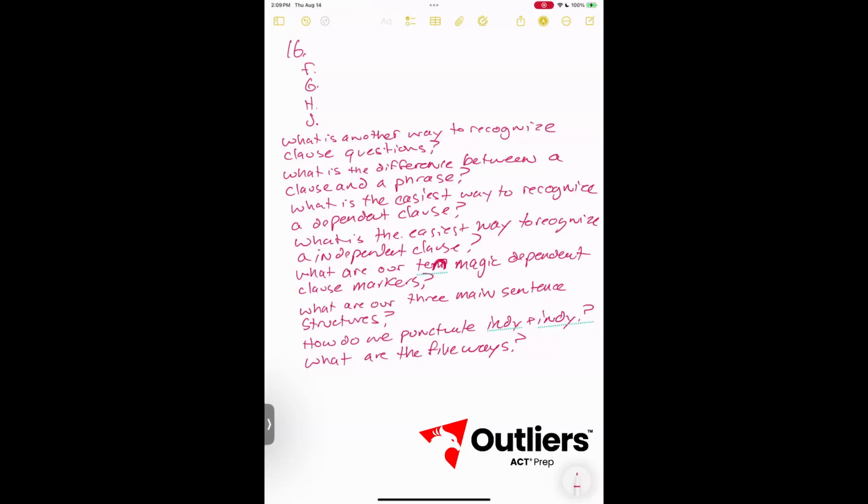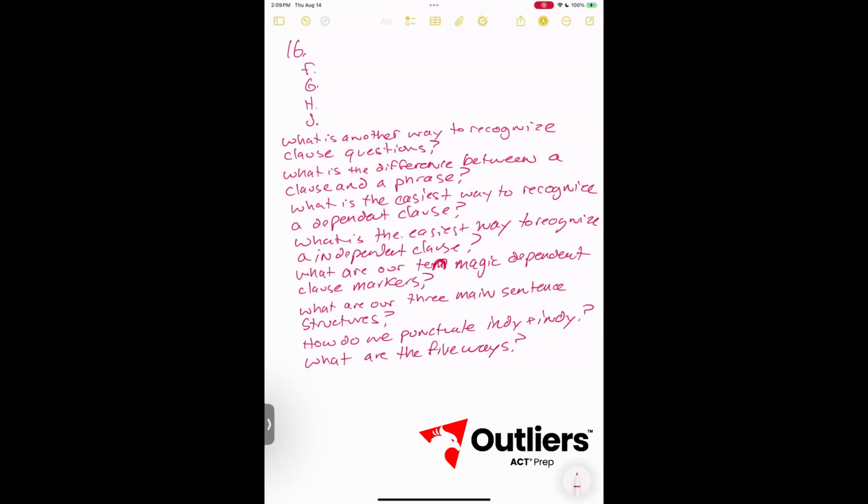That is if the dependent clause markers change from answer to answer, which could just be one dependent clause marker showing up. That's probably going to be the right answer, FYI, if that happens. But even if you just see one dependent clause marker in one of the answers, that is probably a clause question that you're dealing with.